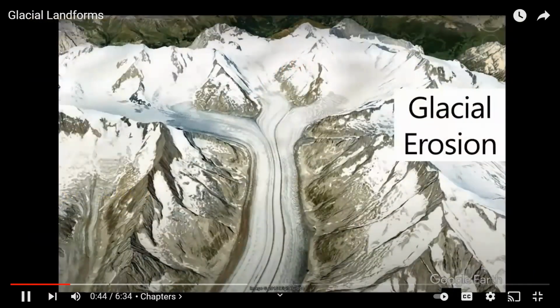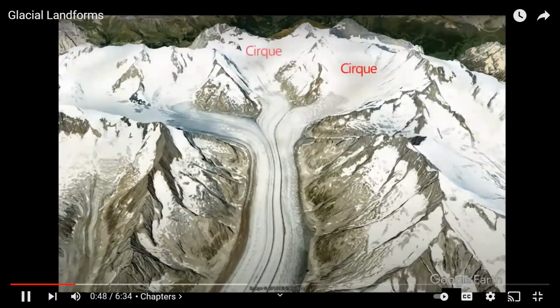In areas with present-day glaciers, erosion forms steep-walled, bowl-shaped depressions known as cirques at the head of valley glaciers. Adjacent glacial valleys are typically separated by sharp, knife-edge ridges known as arêtes.